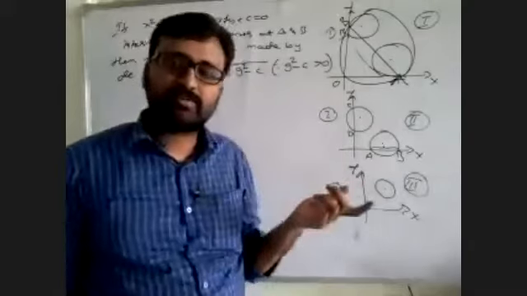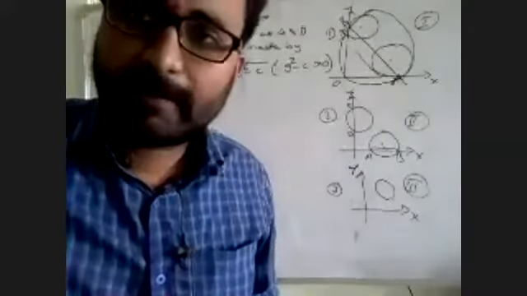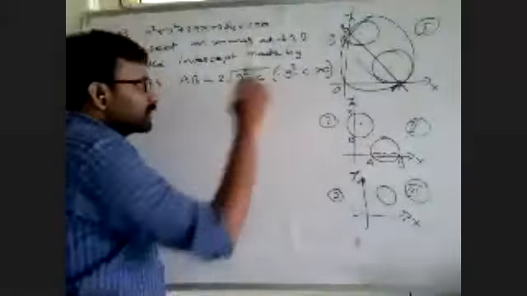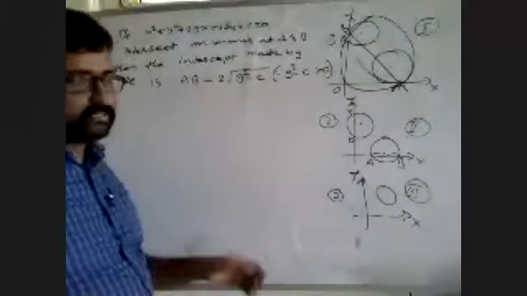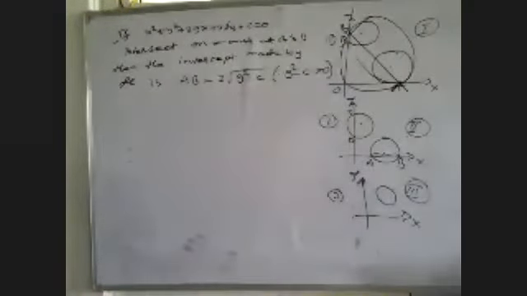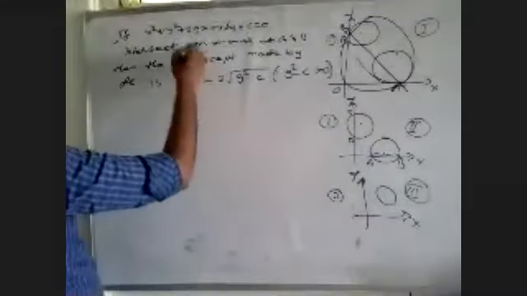In the previous one, g square minus c is greater than 0. This is 2 root over g square minus c, where g square minus c is greater than 0, when making an intercept on the x-axis. Okay. Now this is on the x-axis.